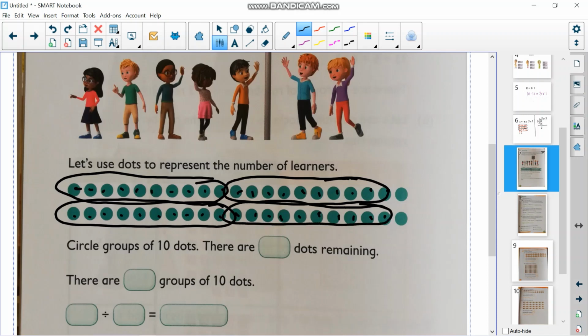So how many are left over? We have 1 and 2. So there are 2 dots remaining. And how many groups of 10 did we make? We have 1, 2, 3, 4. So there are 4 groups of 10 dots. So we can write the number sentence as 42 divided by 10 is equal to 4, remainder 2.